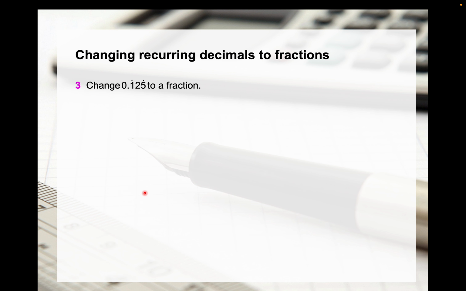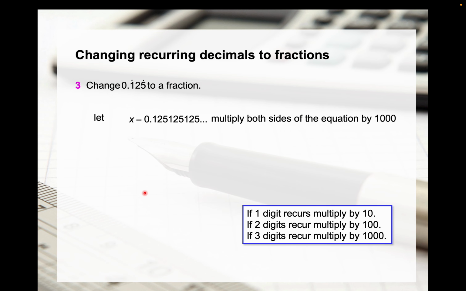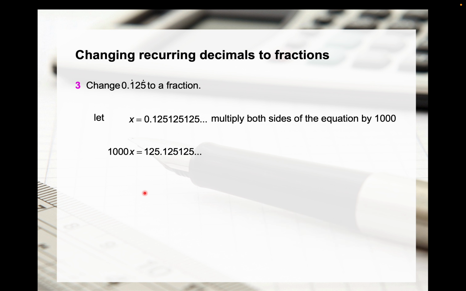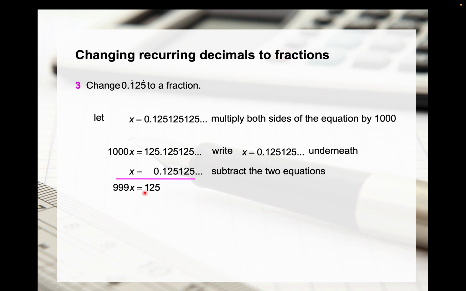Let's do one more with a 3-digit number. So 0.125 recurring. Let's say x equals 0.125125. So 3 digits means you multiply by 1,000, and we're going to have 125.125. Subtract the x, and we have 999x equals 125. So we divide both sides by 999. It gives us x equals 125 out of 999, where 0.125 recurring equals 125 out of 999.